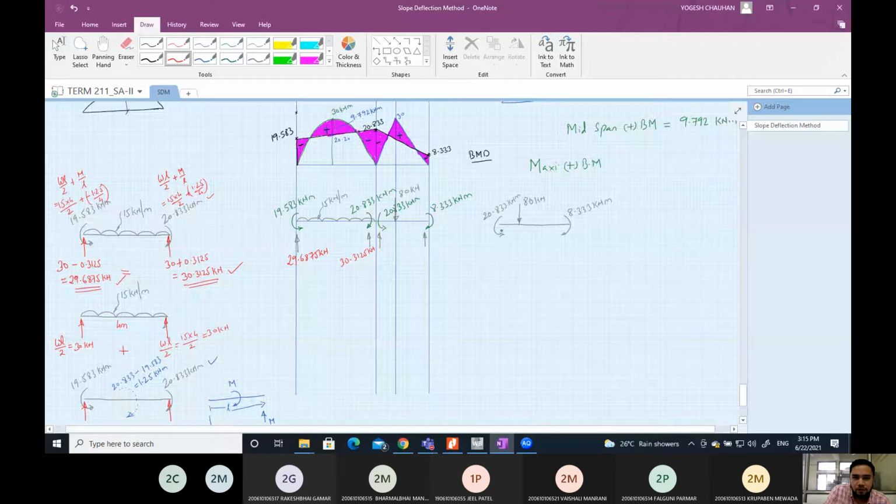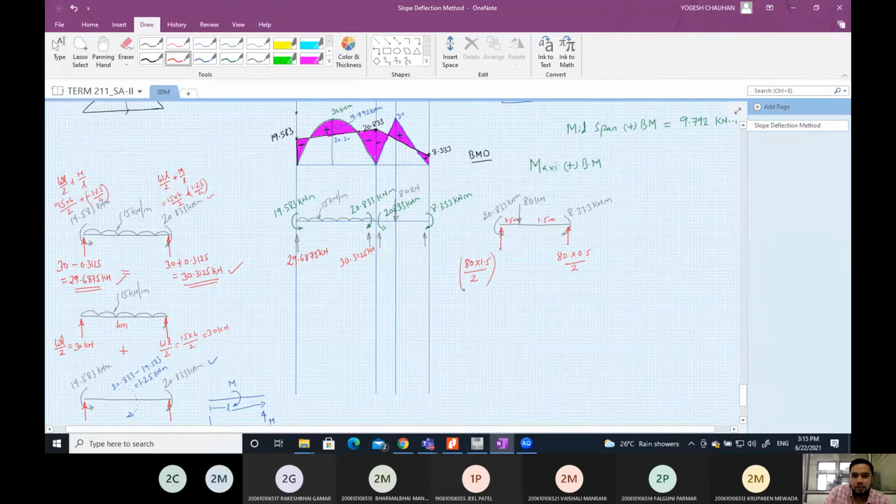So simply, due to this point load the reaction will be 80 into this value. This is 1.5 and this is 0.5 meter, 0.5 meter, 1.5 meter. So into 1.5 by 2, this is due to the applied point load. And 80 into 0.5 by 2.